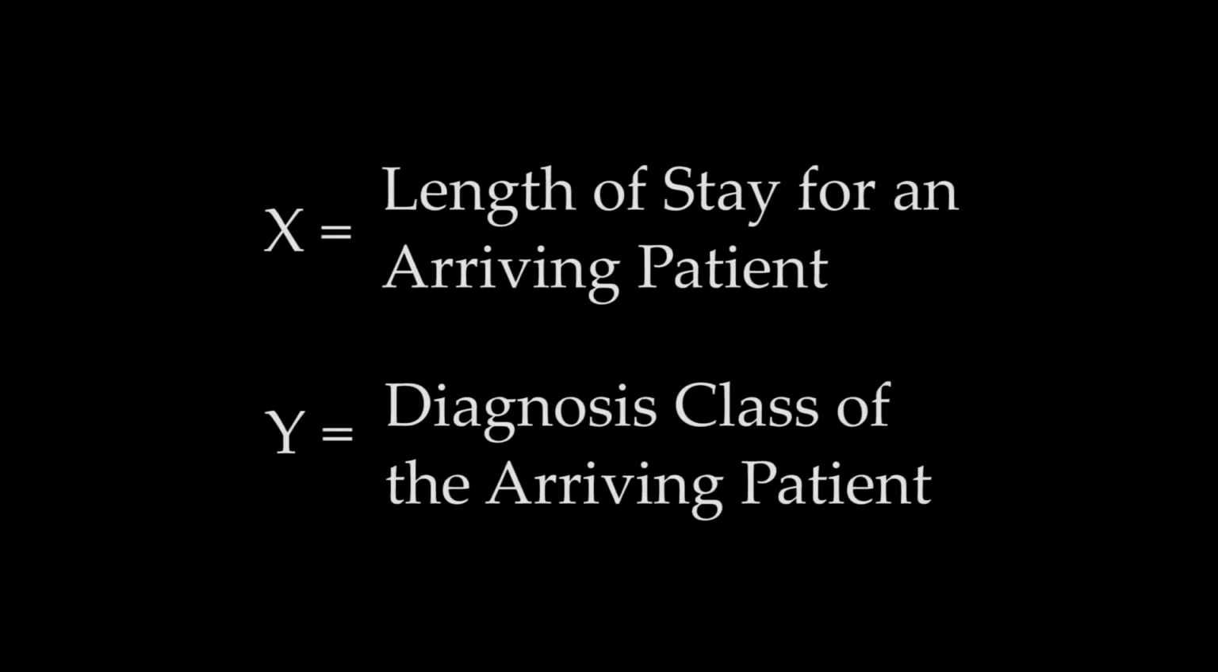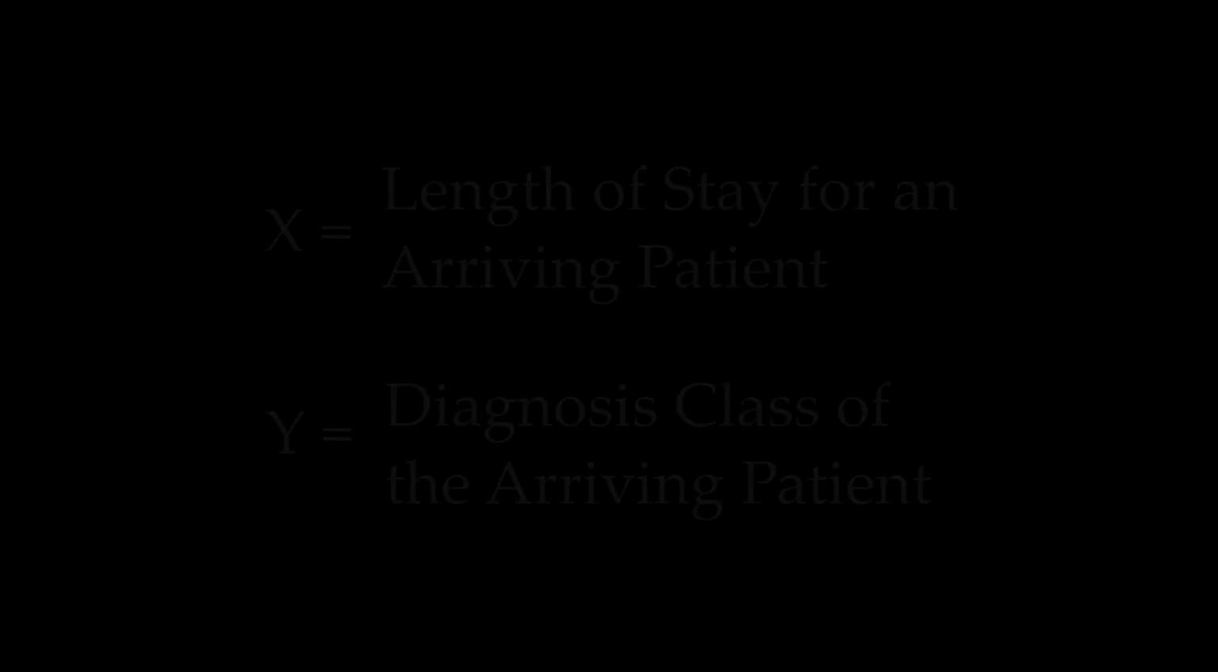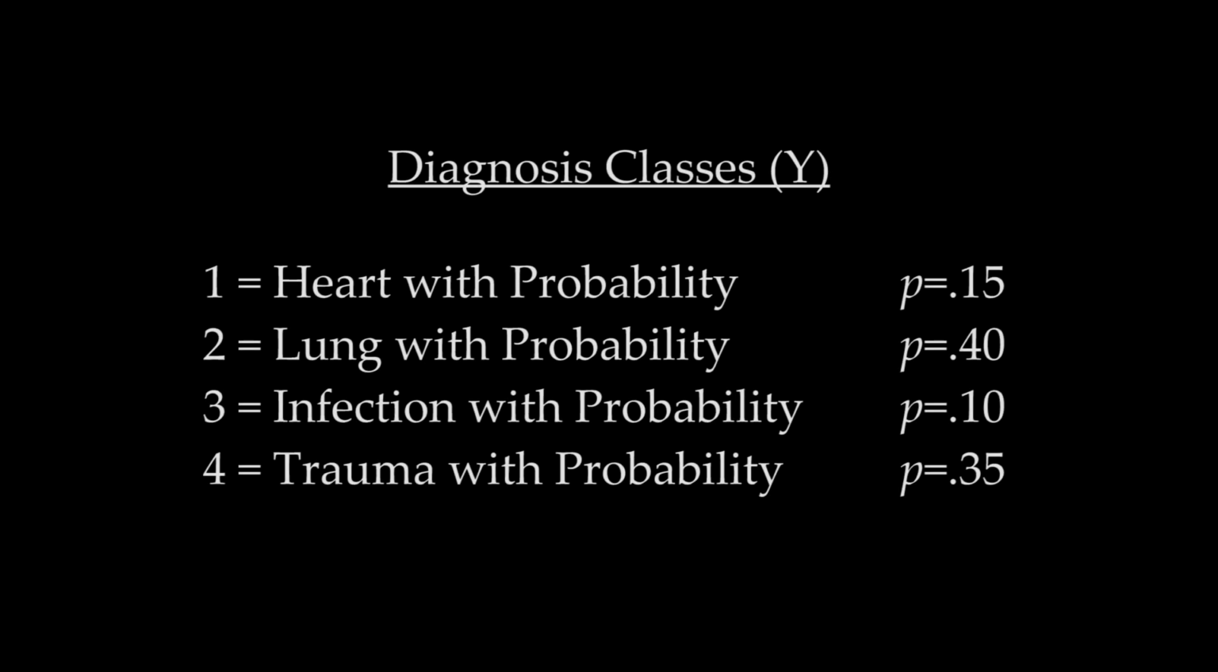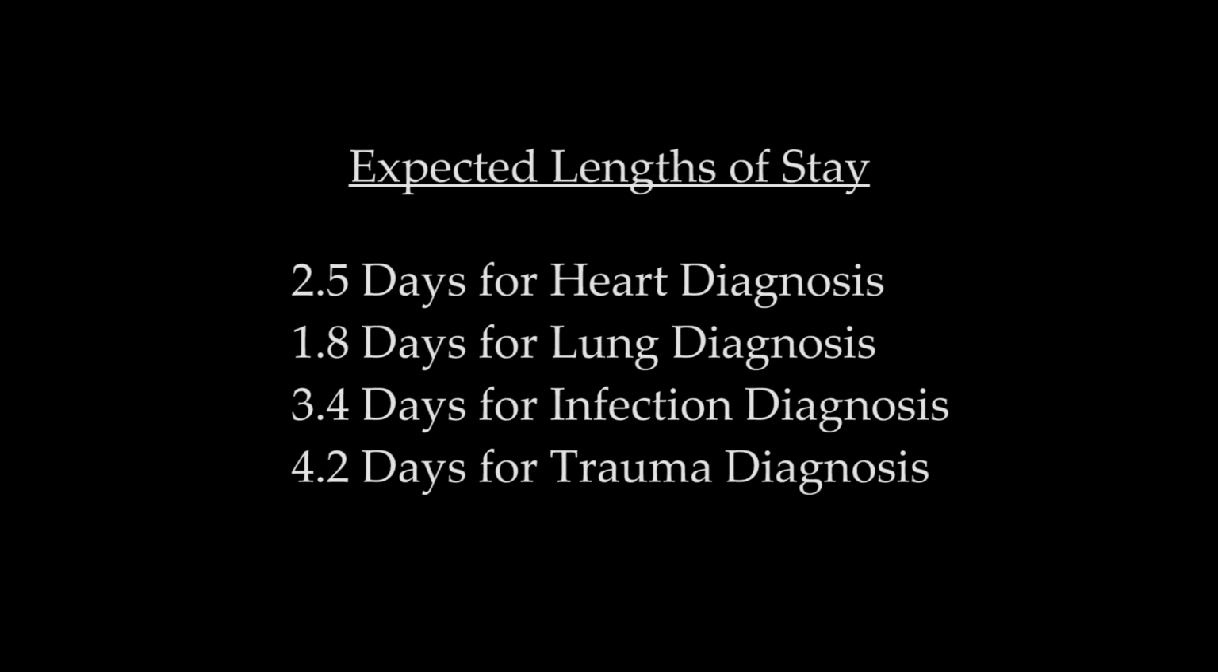Let X equal length of stay for an arriving patient, and Y equal diagnosis class of the arriving patient. The length of stay for an arriving patient depends on the diagnosis that the patient has. For simplicity, let's assume that the patient can have one of 4 possible classes of diagnoses, and from historical data, we know the probability of these diagnoses are as follows. In addition, we know that the expected length of stay for the different diagnoses classes are as follows.